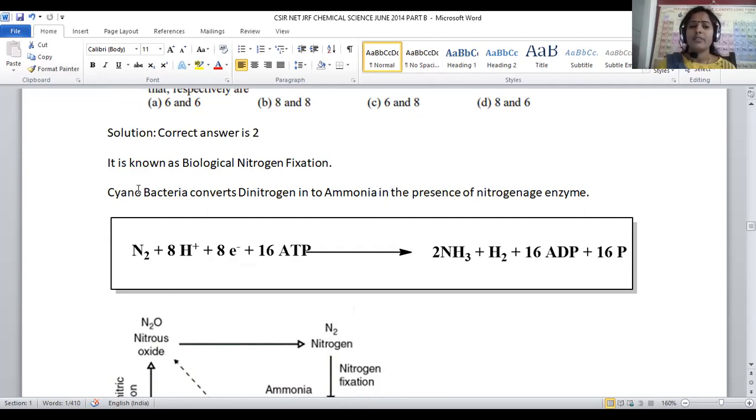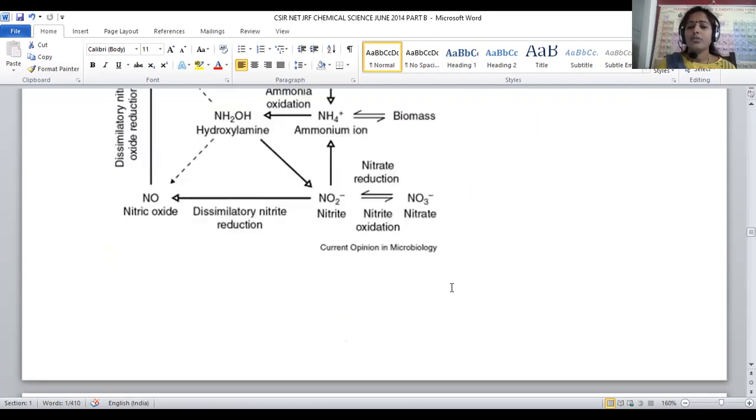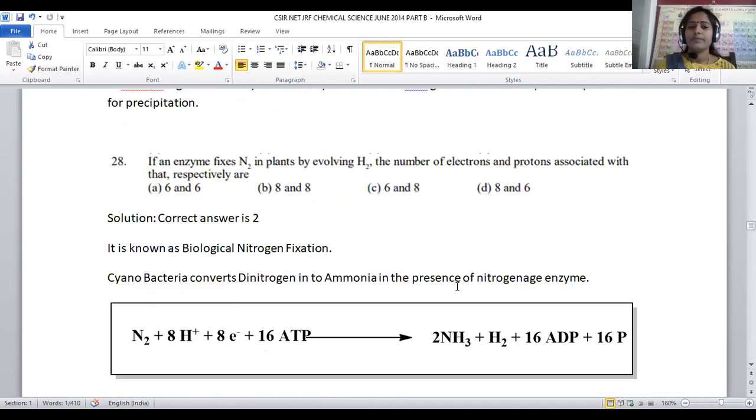So here the responsible bacteria will be cyanobacteria. Dinitrogen to ammonia conversion is carried out by living organisms. So bacteria are used to convert this in the presence of the enzyme called nitrogenase. This is the responsible enzyme which converts nitrogen into ammonia, ammonia to nitrite, and nitrite to nitrate. This is the sequence of transformation, right? So the required answer is 8 electrons and 8 protons are required for this transformation. So for question number 28, option number 2 is the correct answer.